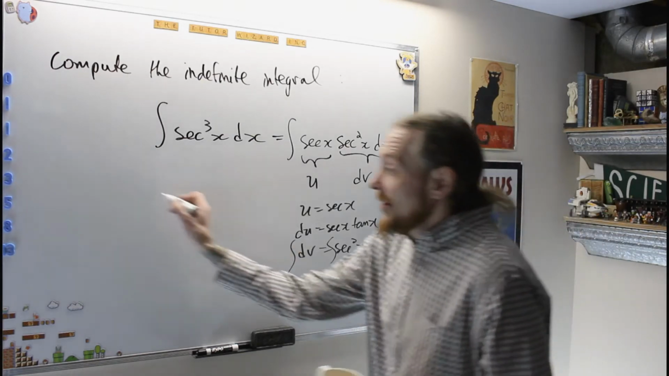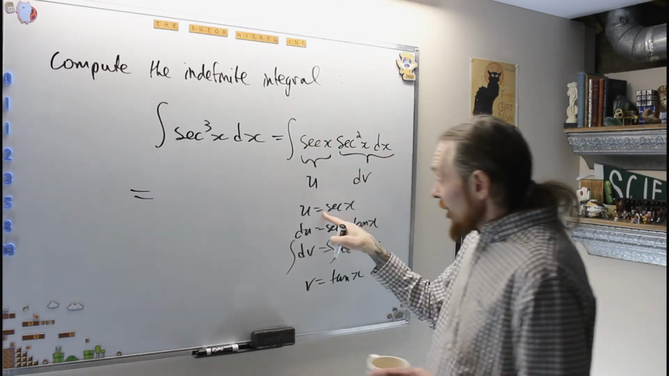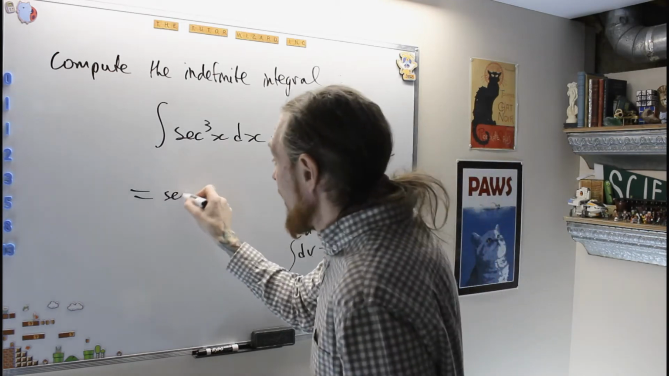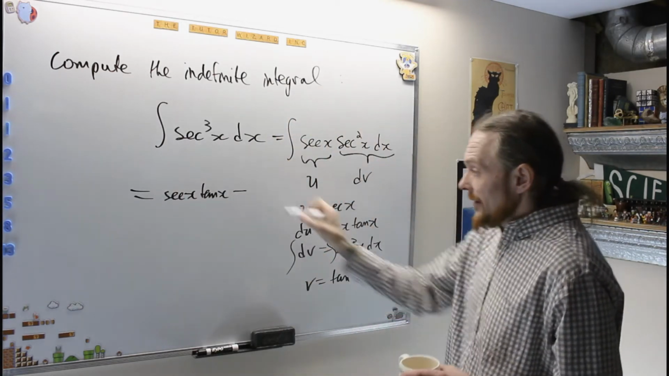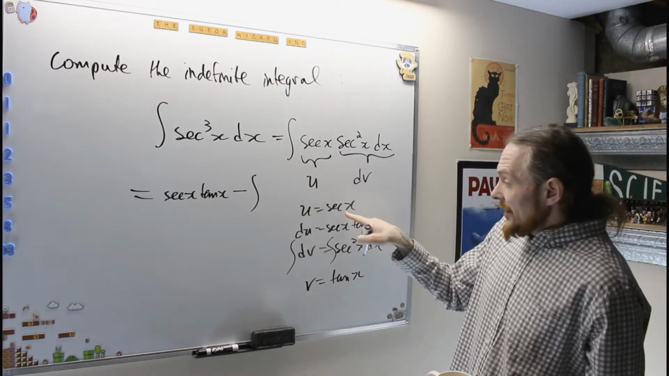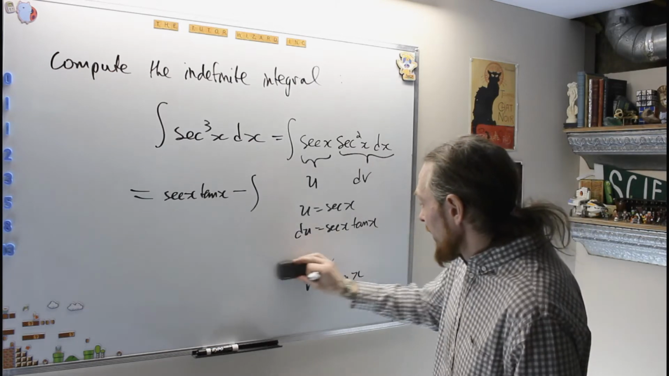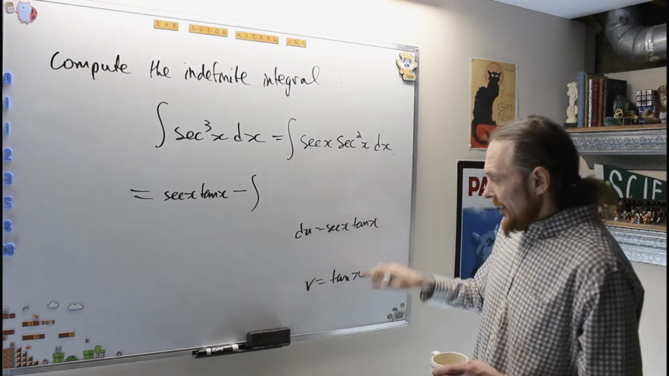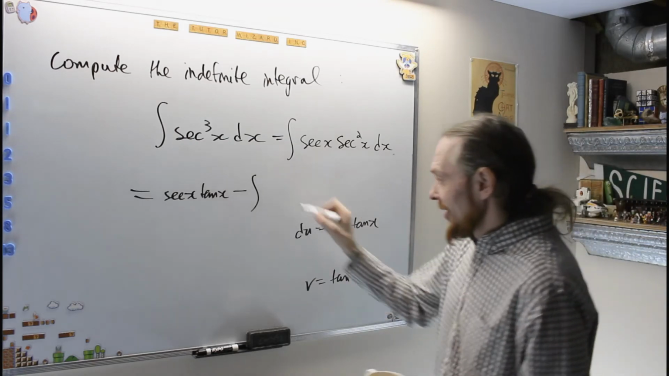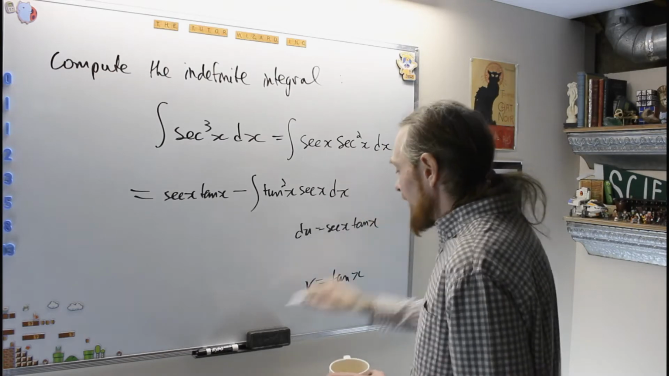Once I have that, by integration by parts, secant cubed, or secant times secant squared, becomes u times v, secant x tan x, minus the integral of v du. So I've got v and du, and so tan times tan is tan squared, so I get tan squared x secant x dx.